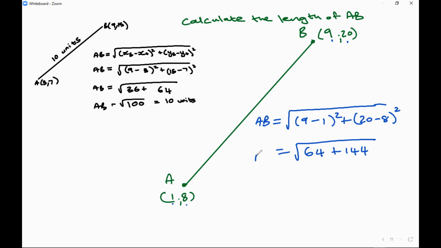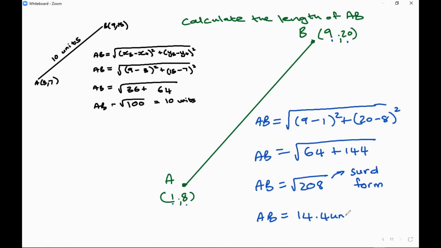Now there's something called surd form and simplified surd form. I'm going to put 64 plus 144 and see what I get. 64 plus 144 comes to 208. So AB is equal to the square root of 208. Now, this is known as surd form. Sometimes in an exam, they want you to leave it like this, and they'll tell you, leave your answer in surd form. Then you leave it like that. But if they ask you to round it off to, let's say, three significant figures, then you put it in the calculator and you round it, and it becomes 14.4. Yes.